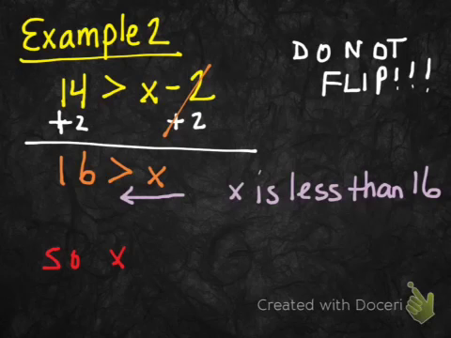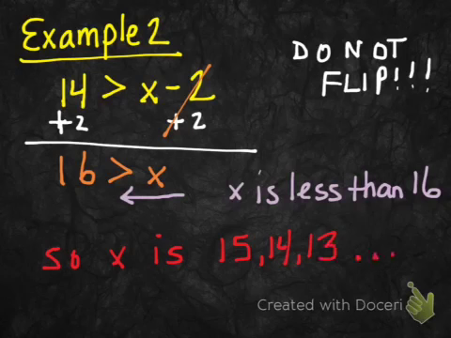So on a number line, okay, that's going to be anything less than 18. So 17, 16, 15, and then my 3 dots to indicate everything else less than that. Okay, here's our next one. All right, now you try this one. Let's see how you do.